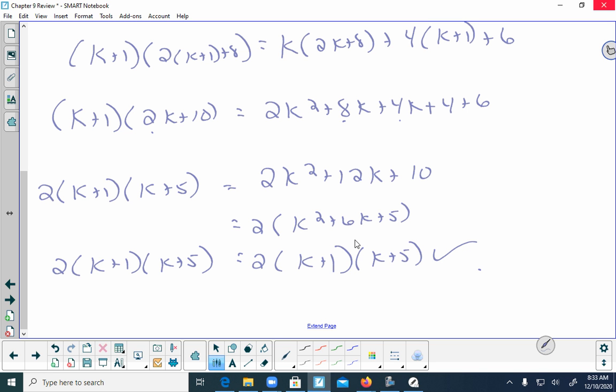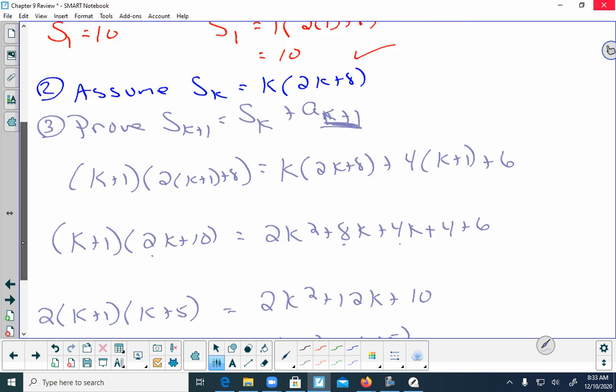Remember to do those. I don't think I've ever said it, but we've never done it. You can't add, subtract, multiply, divide anything to both sides. You have to work with the left side independently and the right side independently. So that's the proof, and that is good.